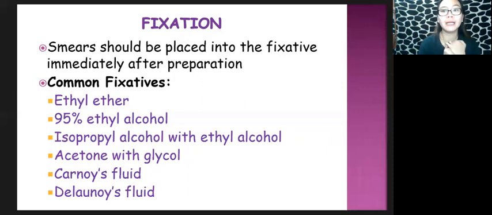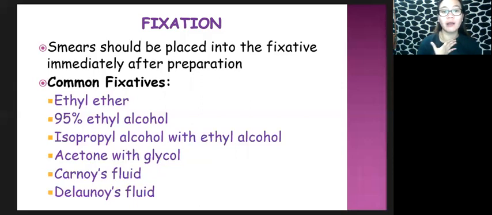Okay, so mas madali po silang nasisira in short. Yes, they are more susceptible to disintegration. And so you have to perform fixation immediately after preparation. Okay, so what are the different common fixatives?